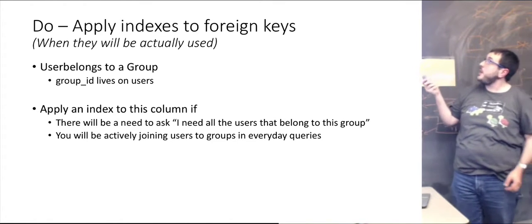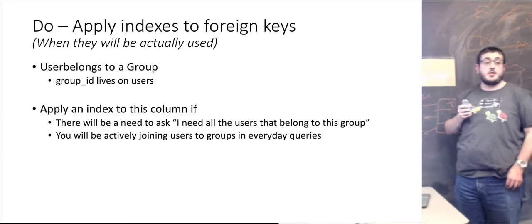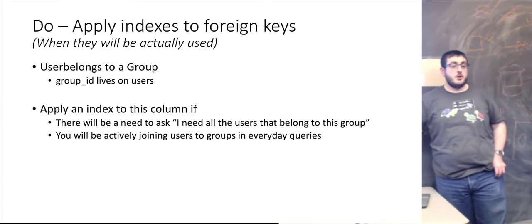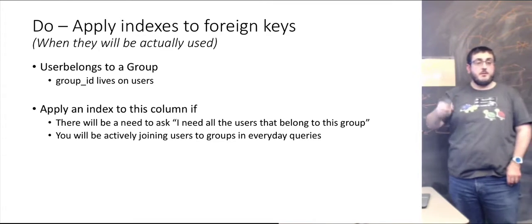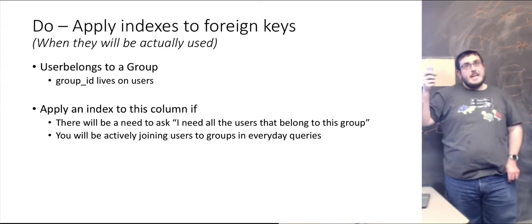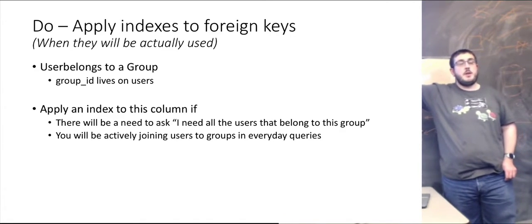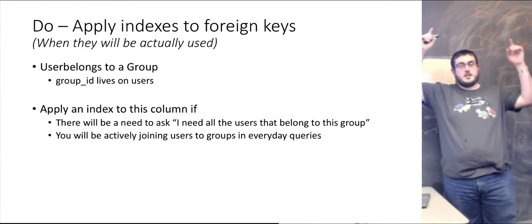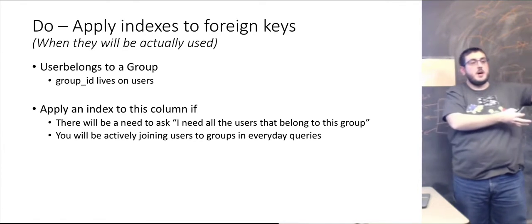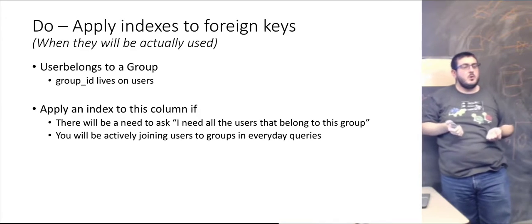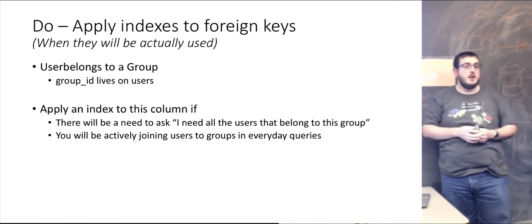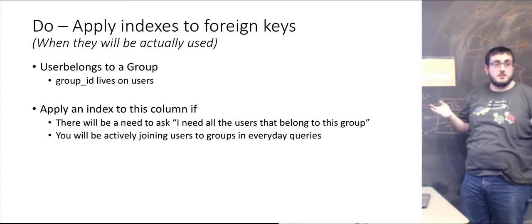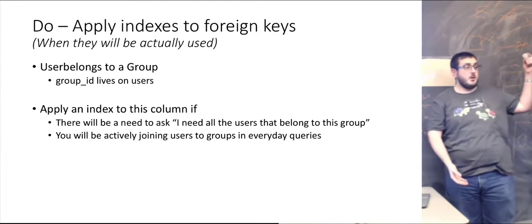Do, however, apply indexes to foreign keys when you know that you're actually going to use them. So a user belongs to a group. Users has group ID on it, which is a foreign key to group. Unless you're going to come from group and say, I want all the people that belong to this group, or just give me, you know, select star from users from these group IDs, there's technically no good reason to have an index on that column. It sounds counterintuitive, but like I said, you don't want to over-index because you can end up wasting space, especially if your table index is pretty huge.